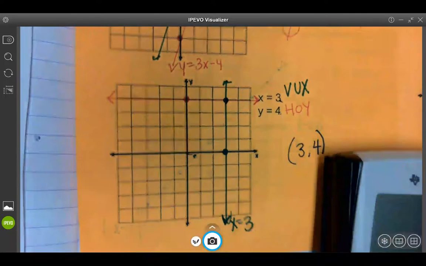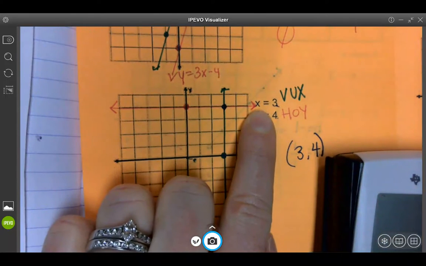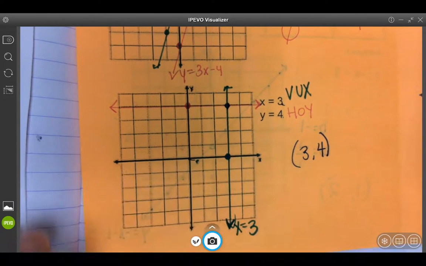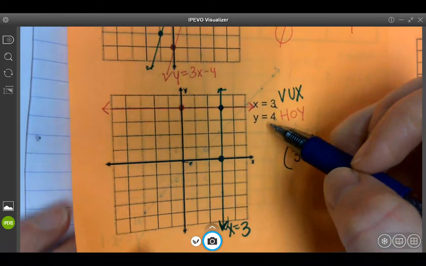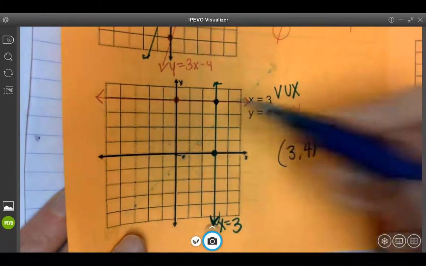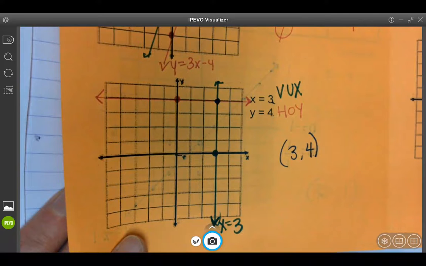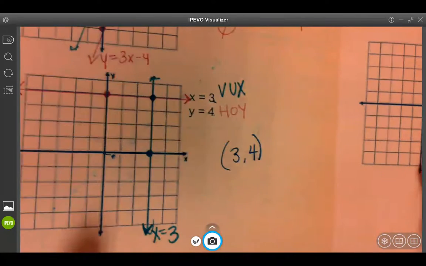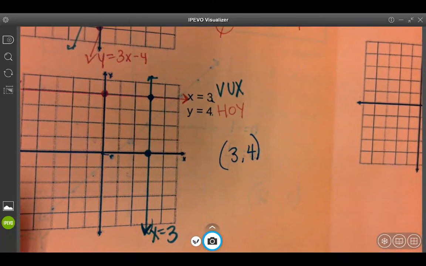So our calculator will not graph x equals 3. So we can't actually graph this. The only line that we can graph is y equals 4. We can't graph x equals 3. So we've just got to know where they intersect right there. So graphing by hand is going to be the way to go on that. All right, go ahead and go to the next one.